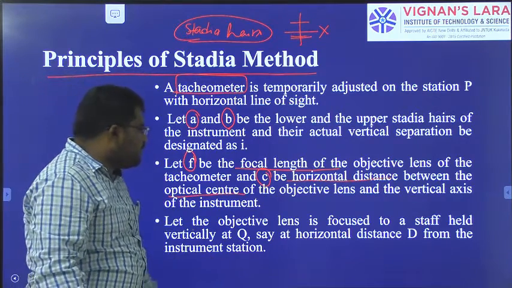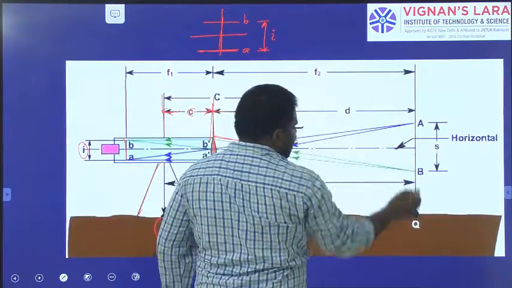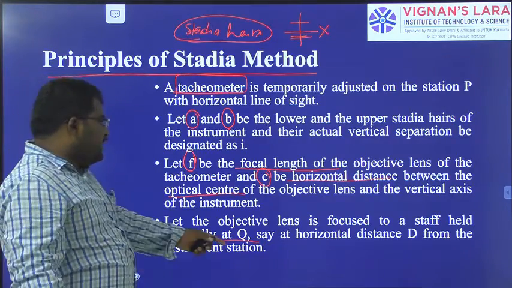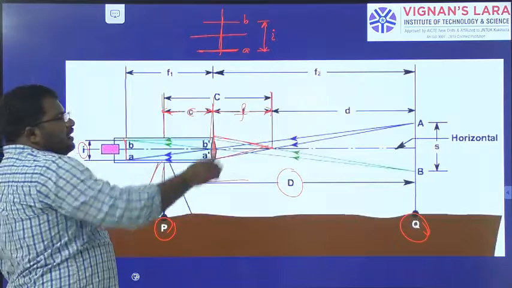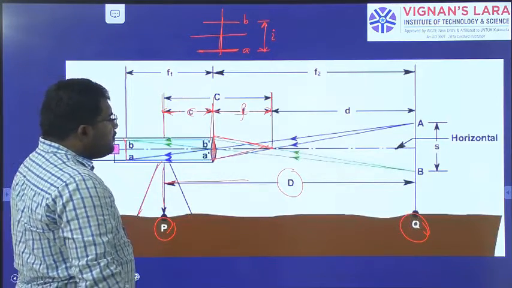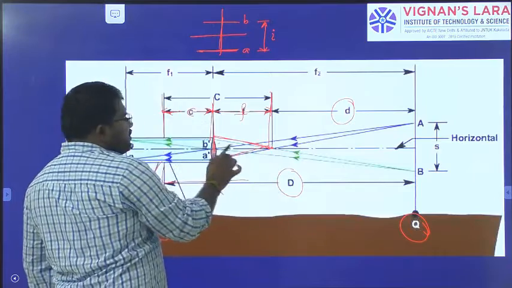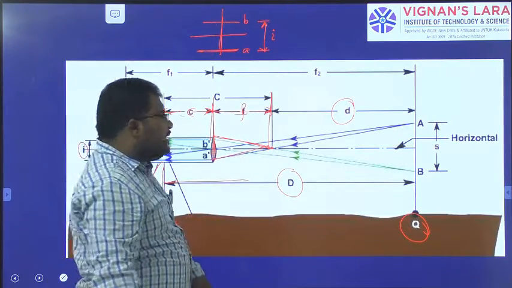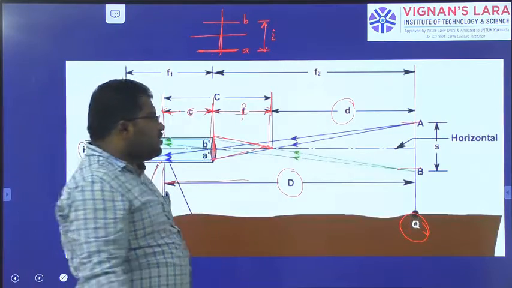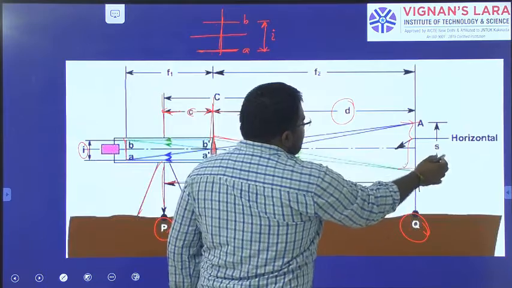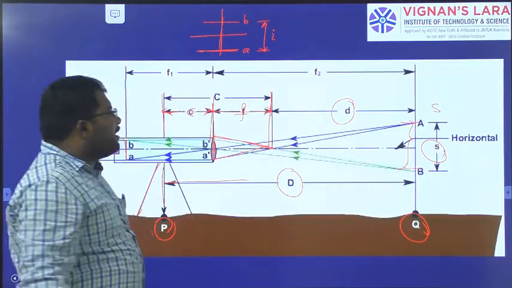Next, let the objective lens be focused on a staff held vertically at Q, at a horizontal distance D from the instrument station. The distance from the center of the instrument to the staff is small d. Seen from your instrument, the upper and lower stadia rays intersect the staff at points A and B. The distance between A and B on the staff is called the staff intercept, represented with the letter small s.